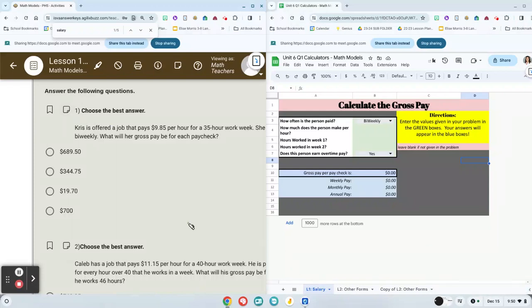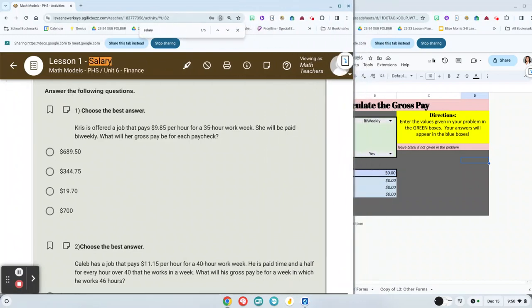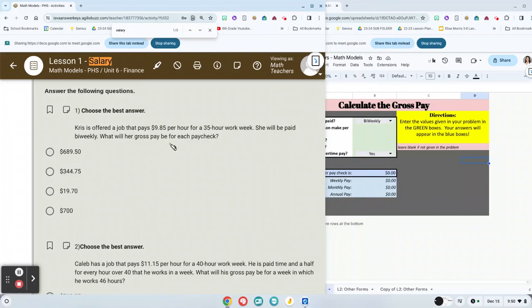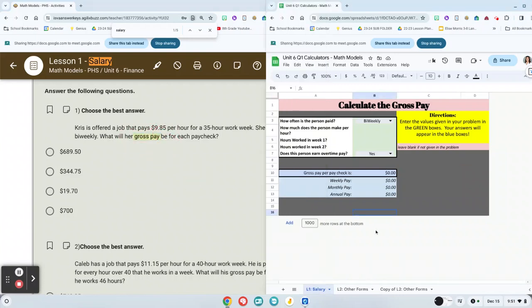Number 1, Chris is offered a job that pays $9.85 per hour for a 35-hour work week. She will be paid bi-weekly. What will be her gross pay? So it's $9.85 per hour multiplied by 35, and that's it. But let me show you how you can do all of these for lesson 1 and 2 anytime you need a gross pay. So this is your keyword here, gross pay. Anytime you're asked for gross pay, you can use the Unit 6 Q1 calculator.